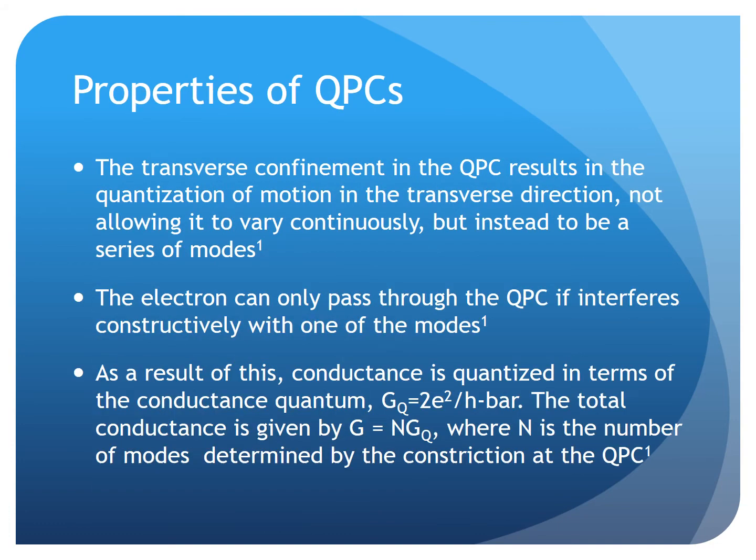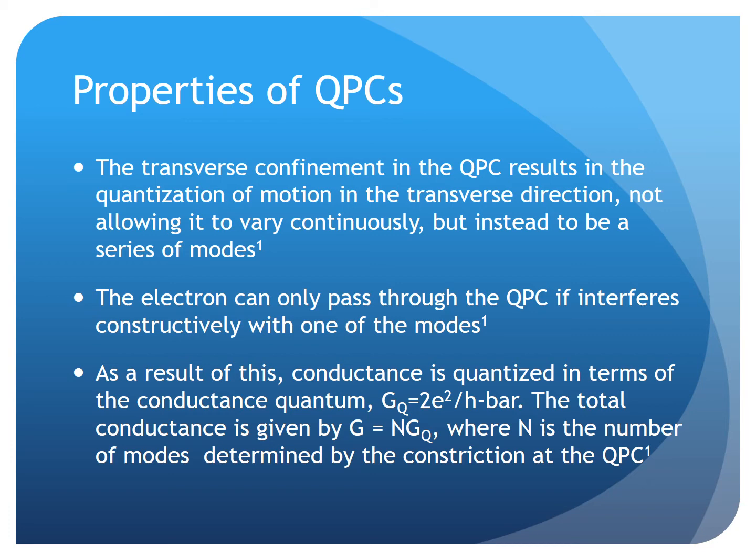So with that general overview in mind, we can start to talk about a few of the properties of QPCs. So going back to the transverse confinement, we can say that transverse confinement in the QPC results in the quantization of motion in the transverse direction, not allowing it to vary continuously, but instead be a series of nodes, which are the nodes that I was talking about on the last slide. And like I said earlier, the electrons can only pass through the QPC if it interferes constructively with one of the nodes in the confinement region. So as a result, the conductance is quantized.